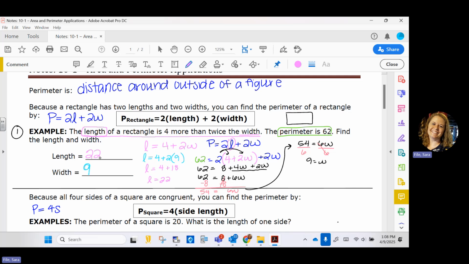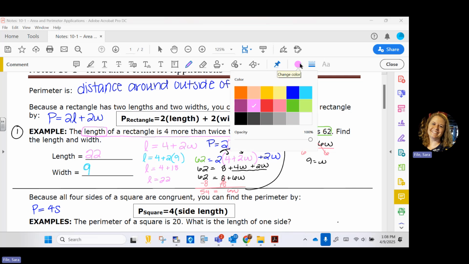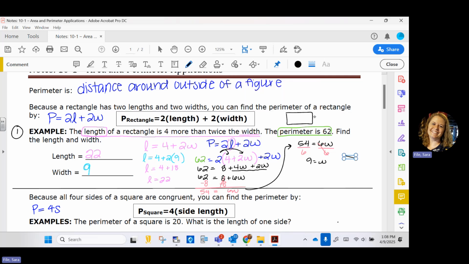Now you can come up here and confirm, does that work in this rectangle? If I say the width is 9, that's going to be on both sides, and the length is 22, that's going to be on both sides. Do all 4 of those. If I add 22 plus 22 plus 9 plus 9, does that equal 62? And it does. It checks out and it equals the perimeter they say, 62.